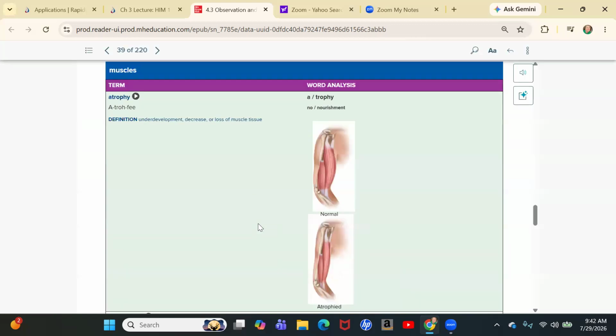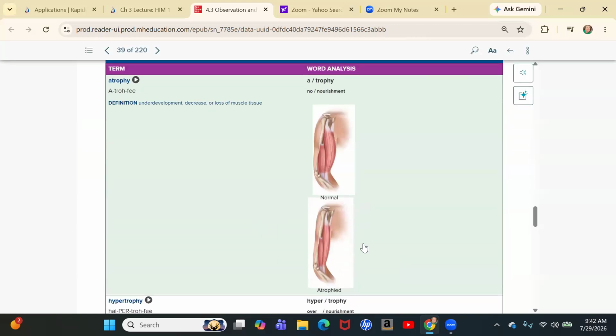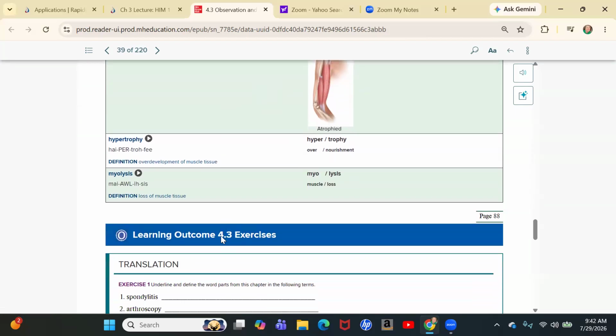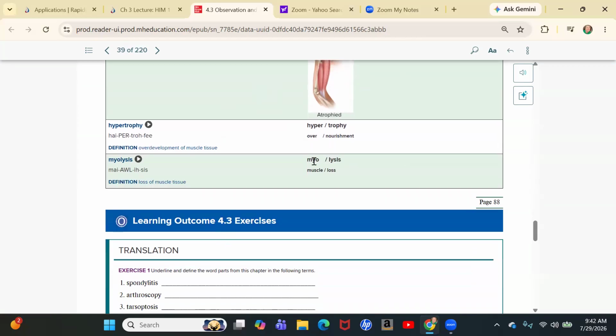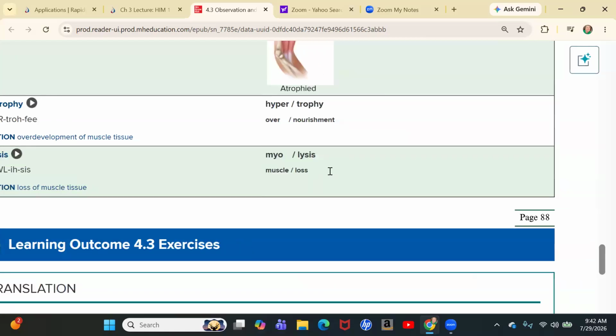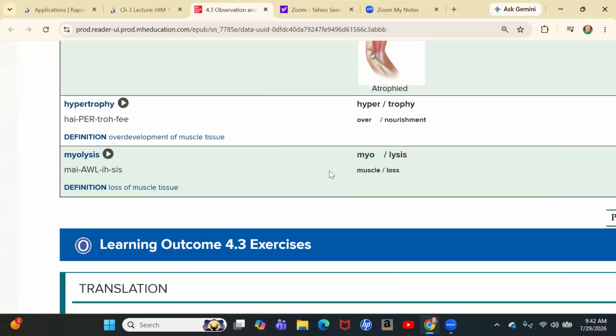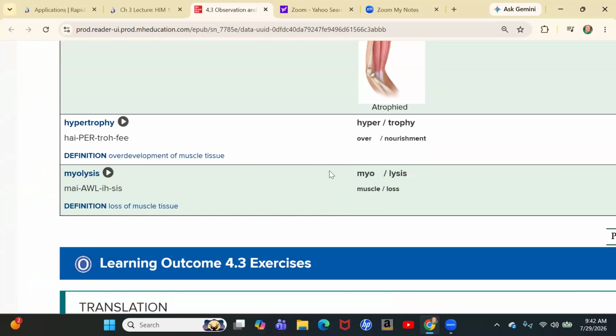Atrophy. This is an excellent example here of a muscle that is atrophied and a normal muscle. This term atrophy means underdevelopment. Okay, so you see how this bicep here is very toned, and here we have an atrophied bicep. Okay. And this term lysis can mean separate or to lose. So myolysis meaning loss of muscle tissue.